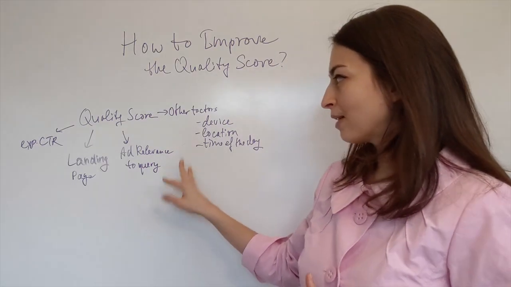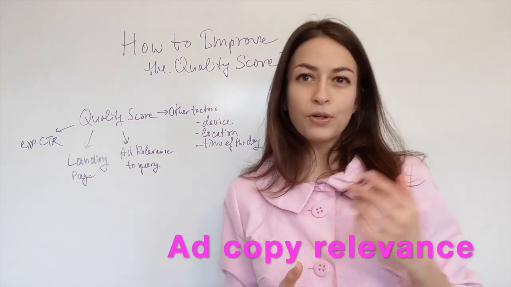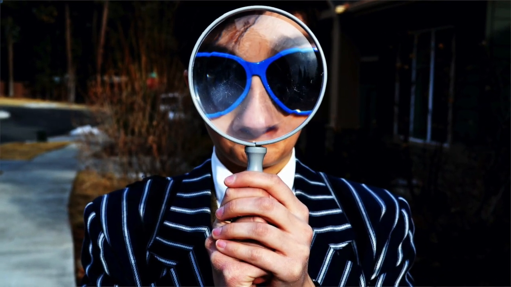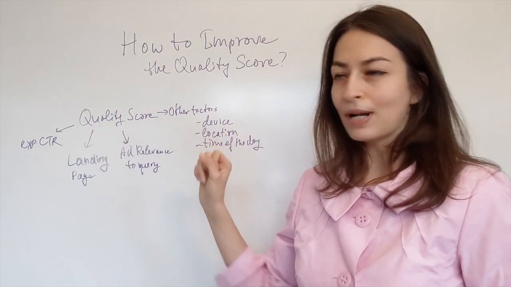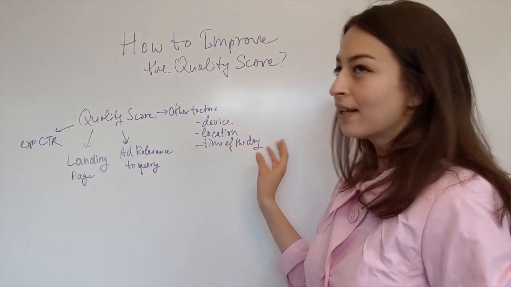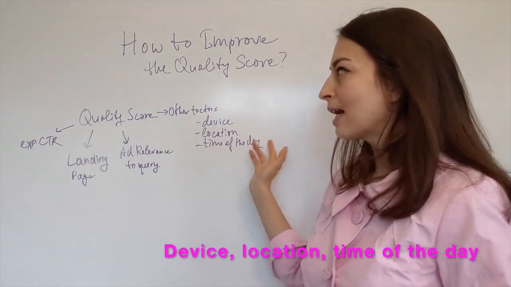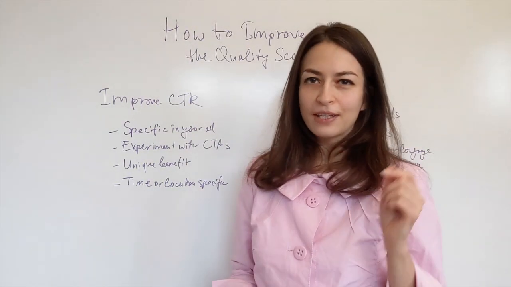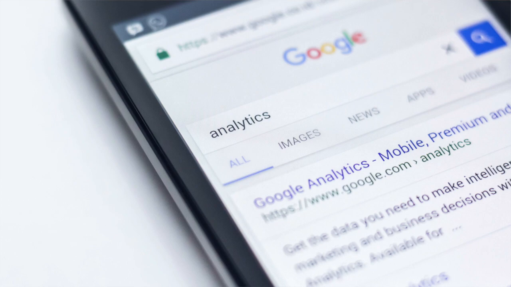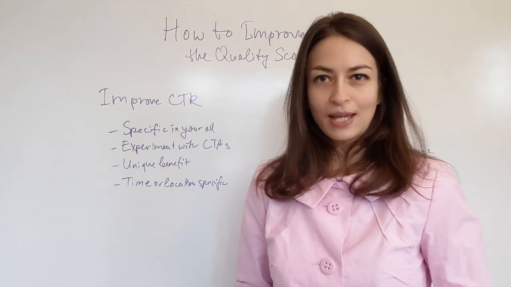Then also ad relevance to the query. How relevant is the ad copy to what the user was actually looking for? This will also determine the expected click-through rate. Then there are other factors that you cannot really control, like device, location, time of the day. What you can control is a few factors like your landing page, your ad copy, and trying to improve click-through rate. Let's go through each of them.